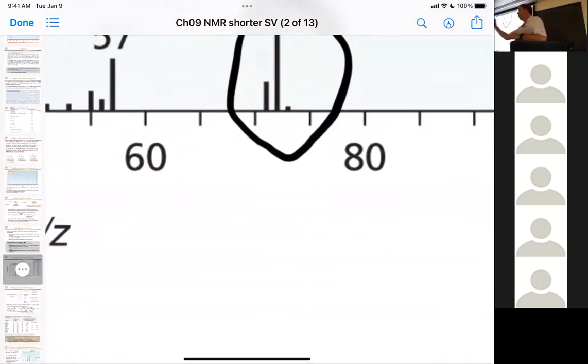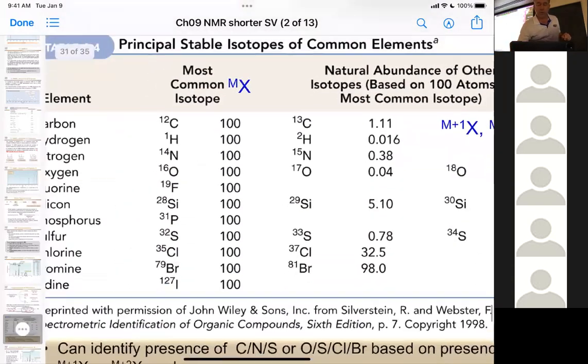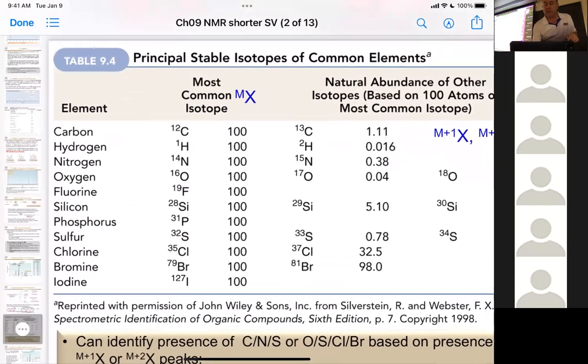1.1%, 1 mass unit higher, M+1, the molecular weight +1. So that is the carbon 13 we see in our system, naturally abundant about 1.1%. And so for this carbon, we'll see our normal peak at 12, but then we're going to have 1.1% of it at 13. Okay, and so that's an M+1 peak, because it's only 1 mass unit higher.